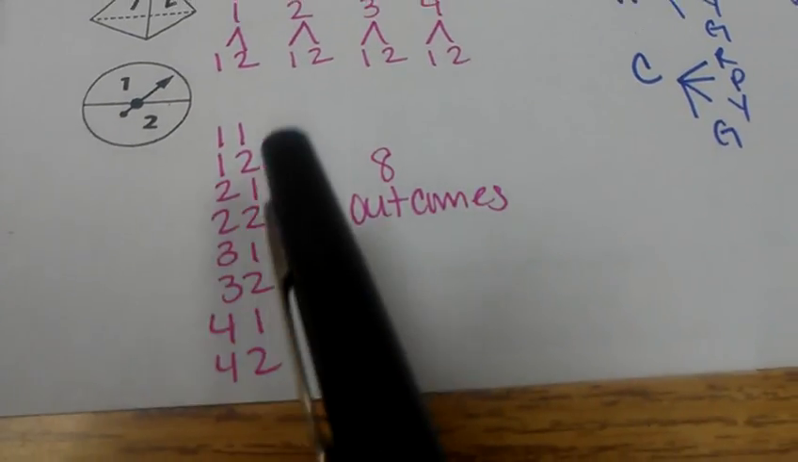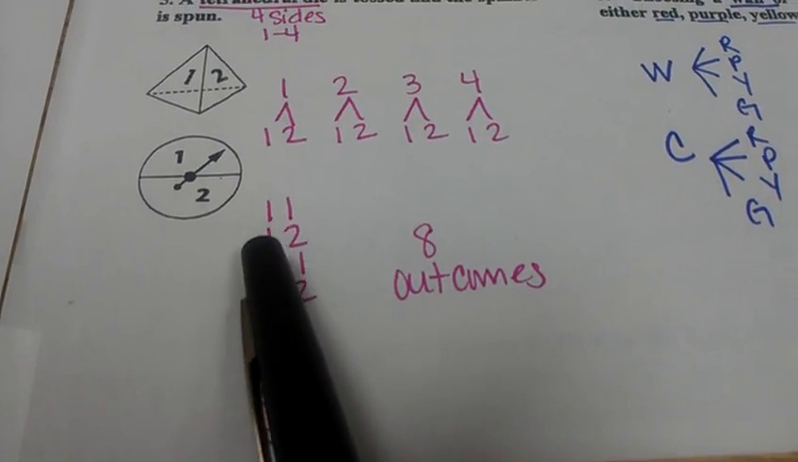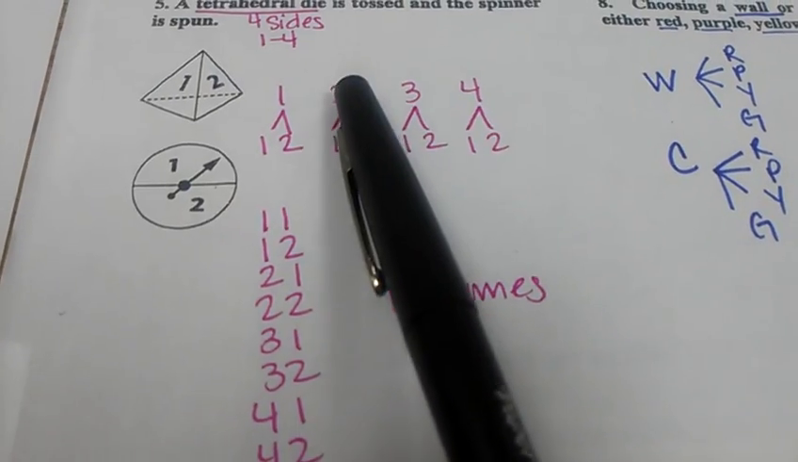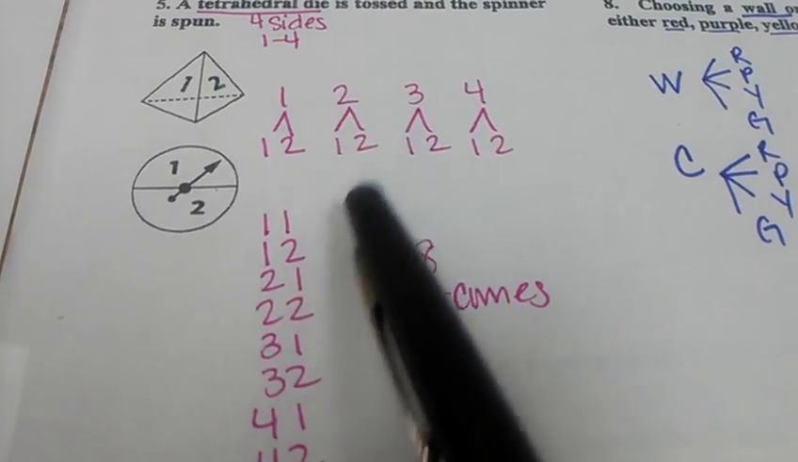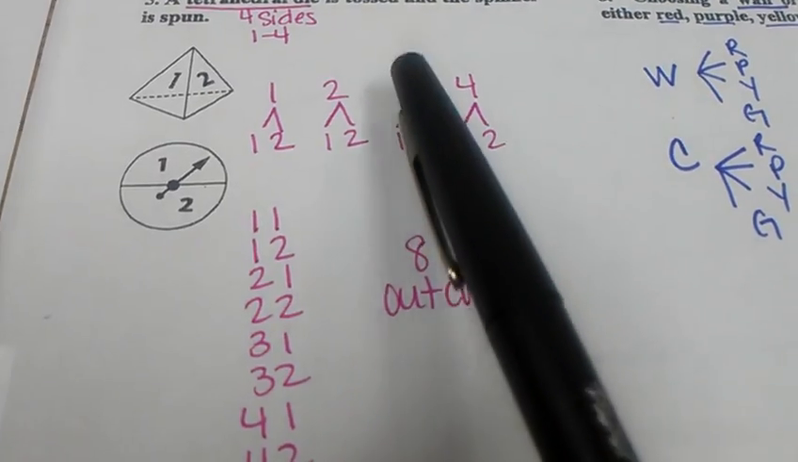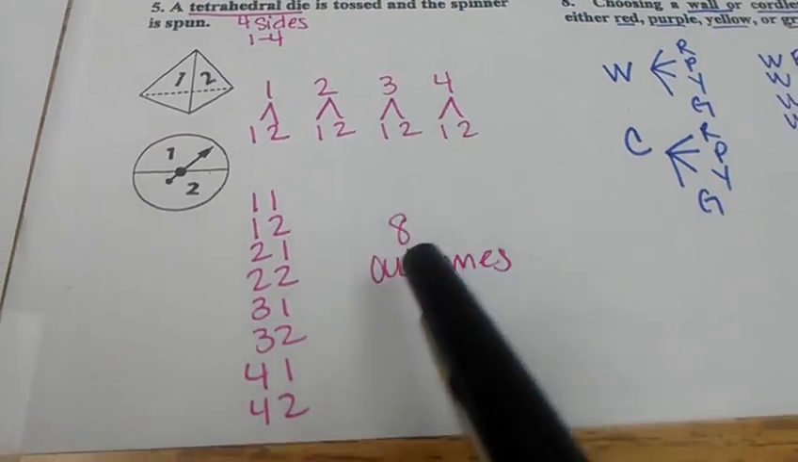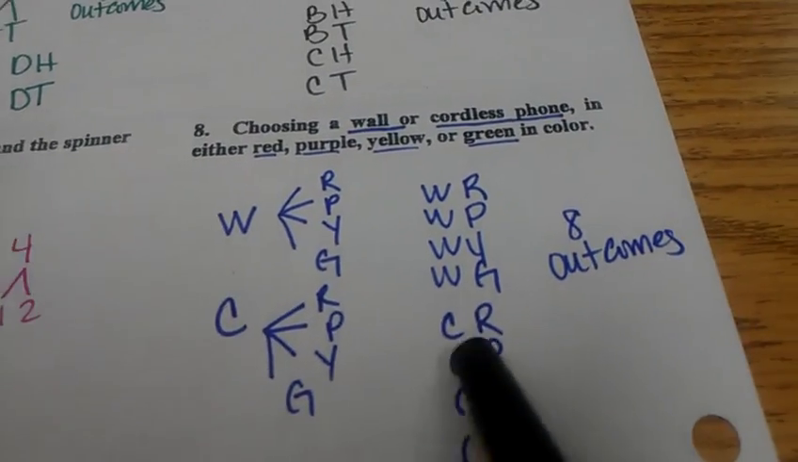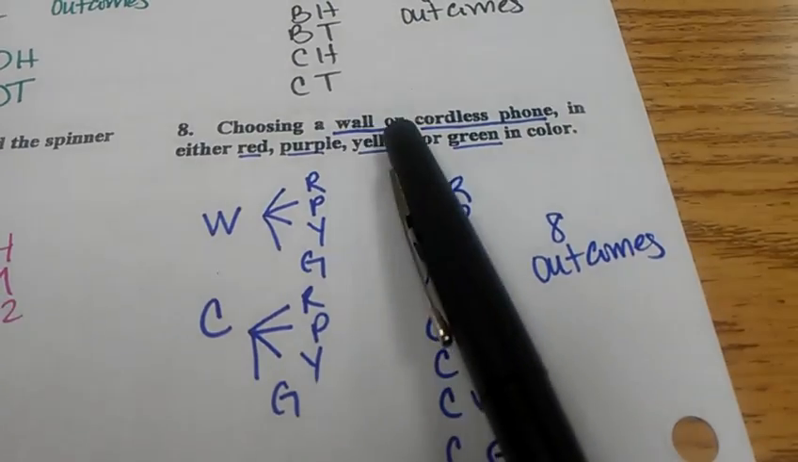So here is my list of outcomes. I can get a 1, 1, a 1, 2. Following my branches, 1, 1, 1, 2. I can get a 2, 1, or a 2, 2. A 3, 1, or a 3, 2, a 4, 1, or a 4, 2. 8 total outcomes. And last but not least, it says choosing a wall or cordless phone.